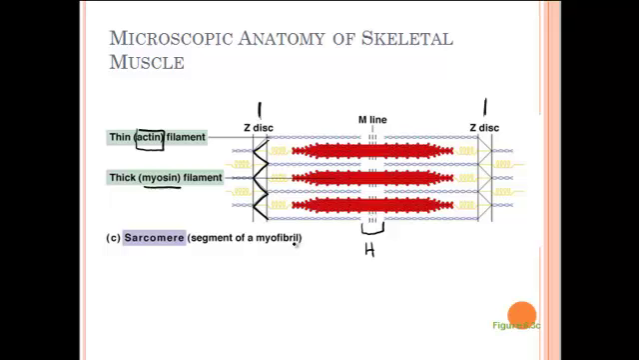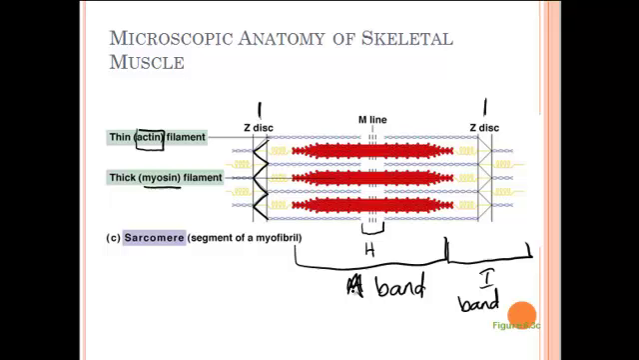If we put some other terms here, this area here is going to be the A band. And then from here over to where the next A band starts, here we have the I band, the light band. So the dark band, the A band, and the I band.